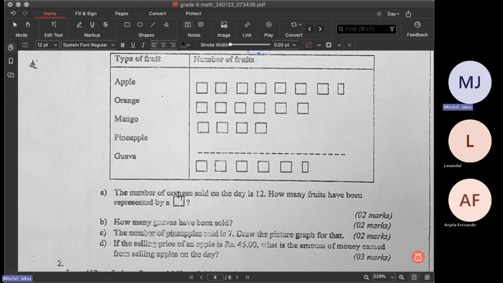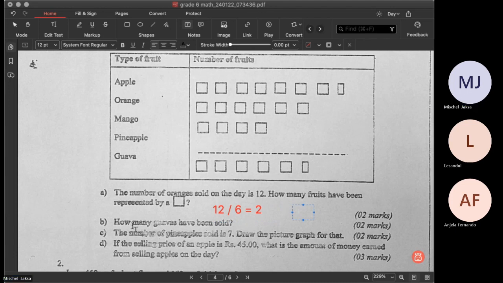Okay, now let's see oranges right here. Now 1, 2, 3, 4, 5 and 6 squares are representing 12 oranges. That means one square is representing what, Pute? We have to divide 12 by 6 in order to find it. What is the answer? 2. So one square is representing 2 fruits.